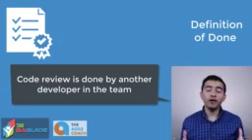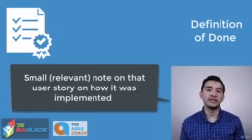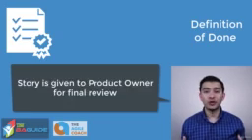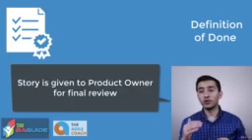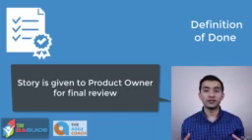And once we have all that, we need two more things. We need a lightweight documentation on what was being done in that user story. And then the last thing is the story must be given to a product owner for review. And if we finish all those things, we would consider this story or piece of work is done.